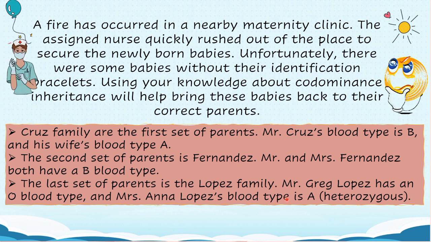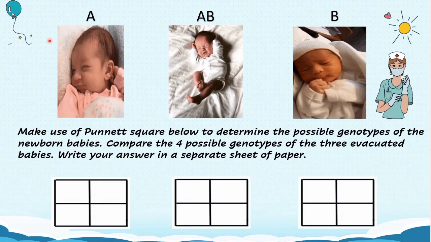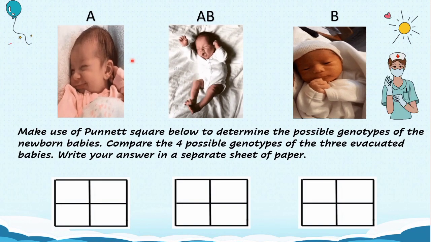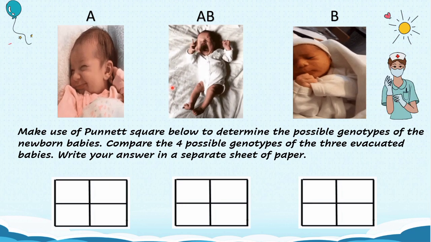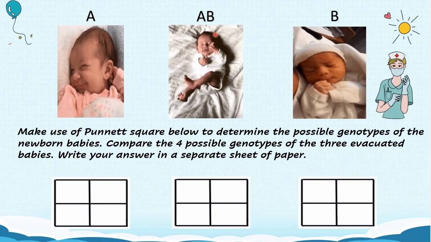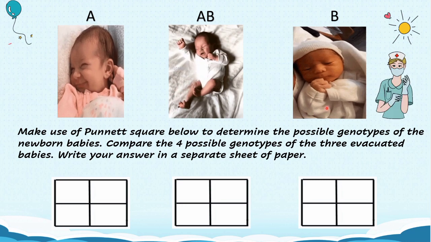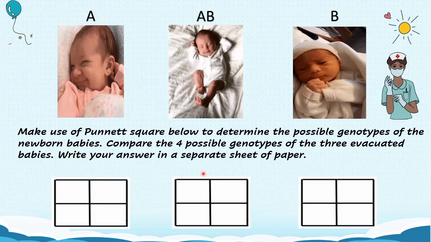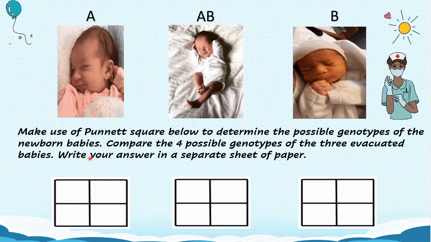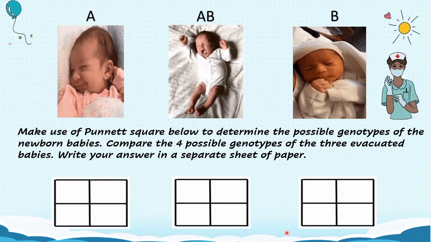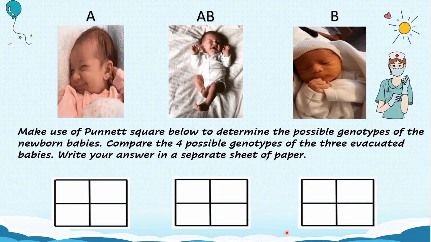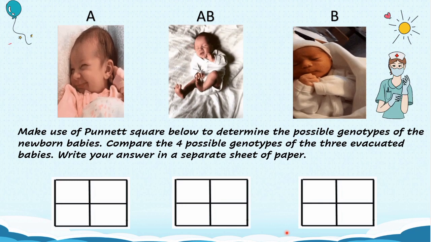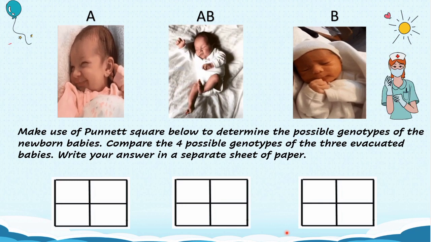The blood type of the first baby is blood type A. The second baby is blood type AB. And the third baby is blood type B. So you are going to make use of the Punnett square below to determine the possible genotypes of the newborn babies. We're going to compare the four possible genotypes of the three evacuated babies. Write your answer on a separate sheet of paper. Good luck, everyone!